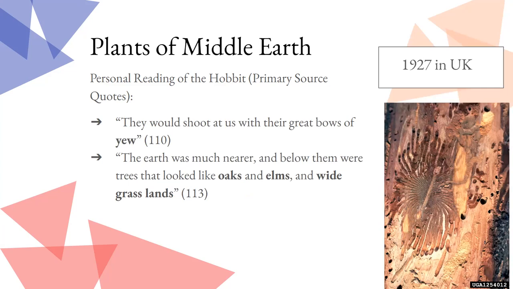We have another one. Yew is a gymnosperm. It's in the genus Taxus. This is probably Taxus baccata. So we can see that they make bows out of the yew branches. We can see that we have oaks, elms, and wide grasslands. Does anybody know what this is right here? This little pest. So this is Dutch elm disease, which is super interesting, because this was published in 1935, correct? Yes. And in 1927 is when Dutch elm disease came into the UK. So it was just starting to wreak havoc when he was writing The Hobbit and when it was published, which is interesting to think about the timeline of Tolkien as a person and as an author writing about a tree species that is soon to be almost eliminated from the countryside of England.